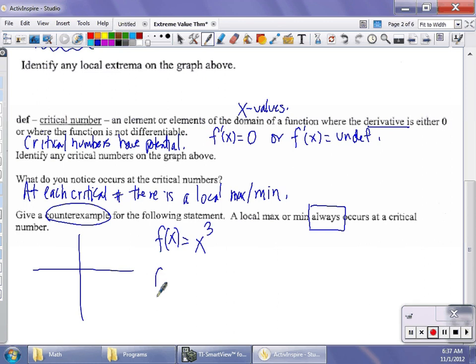The first derivative of x cubed is 3x squared, and if we want to find a critical number, according to the definition, we take the first derivative and we set it equal to 0. So we divide by 3 and take the square root of both sides, and we get x equal to 0. So at x equal to 0, we have a critical number.